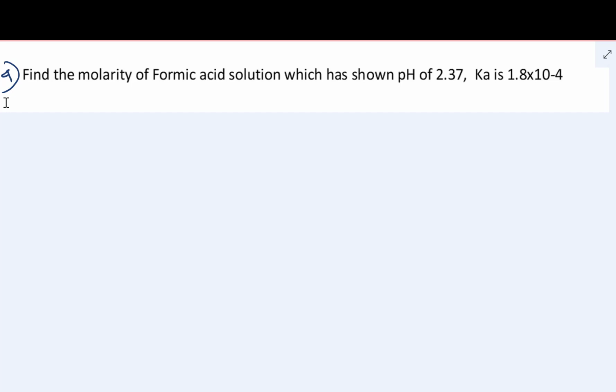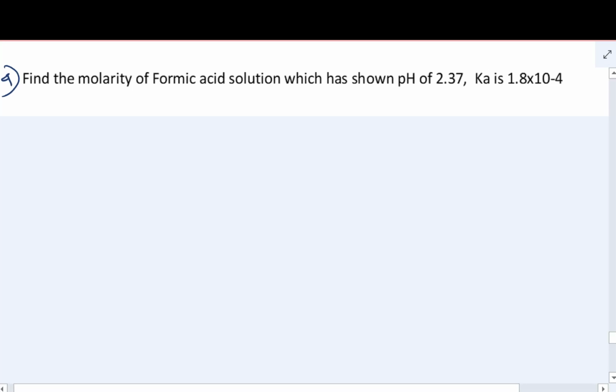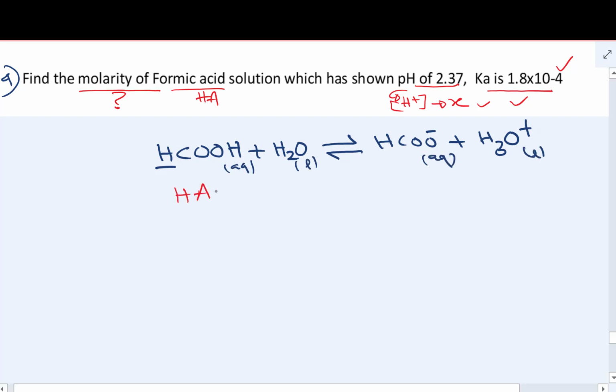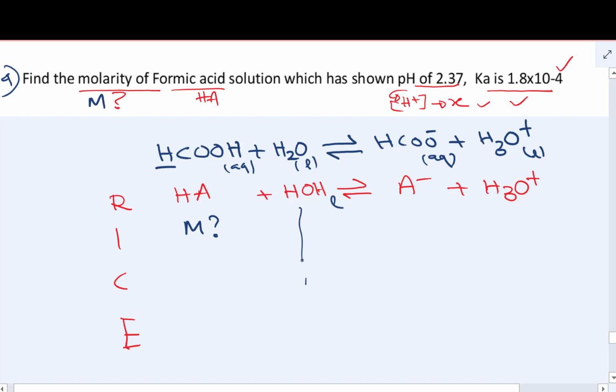Okay, the question is molarity. The pH is given, that means H plus is given, right? And the Ka is given. So formic acid is just HA to me, but anyway, I put the formic acid, HA plus water, A minus, and H3O plus. The red ones are the best. Write a RICE table, and molarity is what we are looking for.